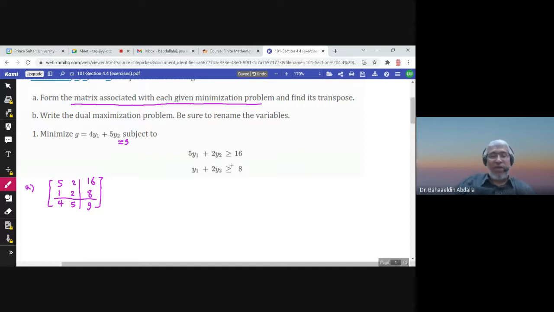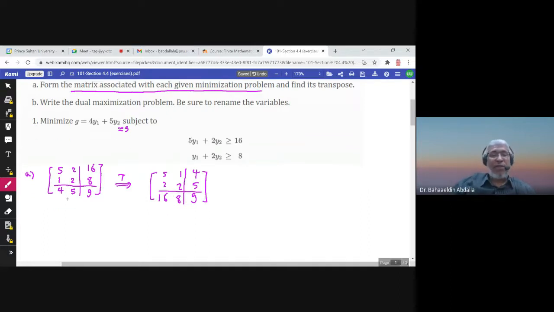Now find its transpose. The transpose of this matrix would be 5, 2, 16, and 1, 2, 8, and 4, 5, and G. So this is the transpose of the matrix as required.